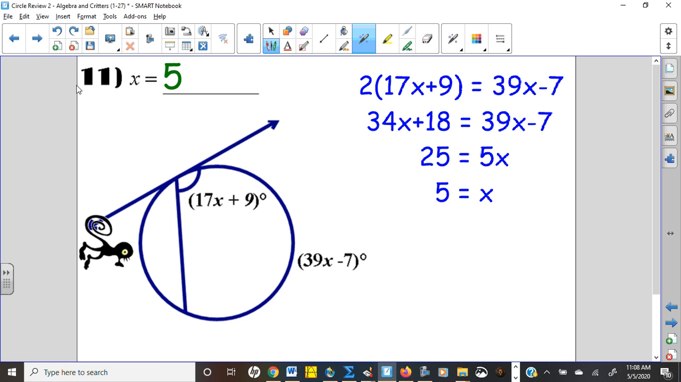Number 11 is a direct application of theorem 10.11, where the angle formed by a chord and a tangent is half the arc that's intercepted. So basically, if I multiply this angle by 2, I get to the arc, which is exactly what I did right here.